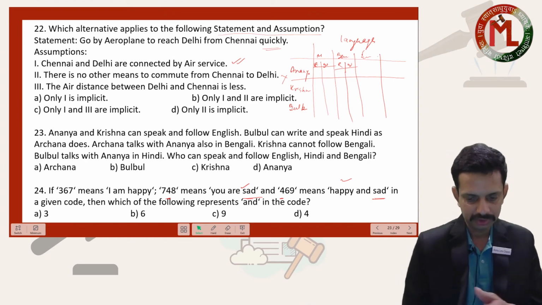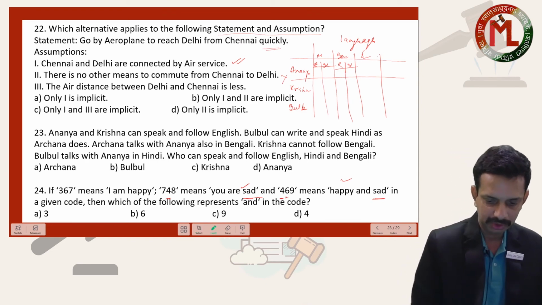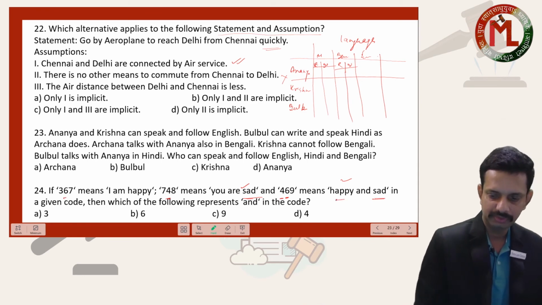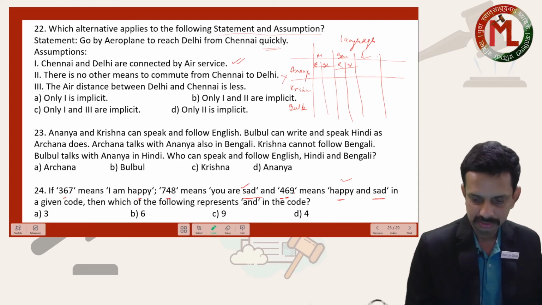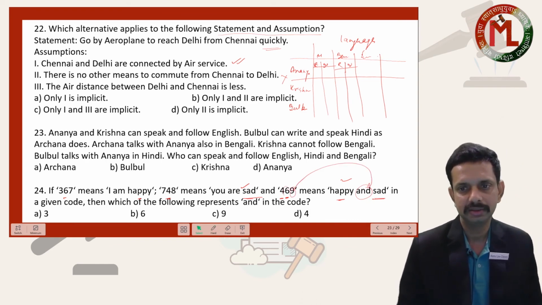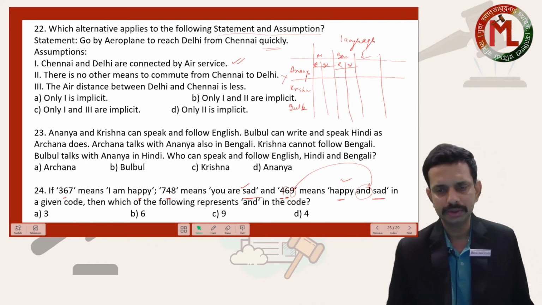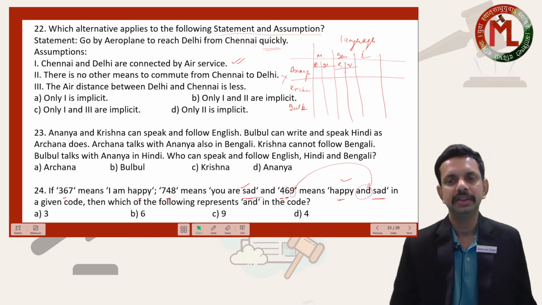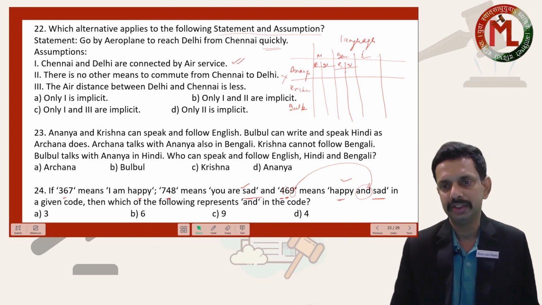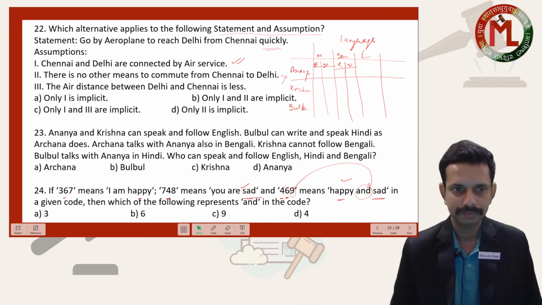Now in the first and third the common number is 6 and the common word is happy. So 6 is for happy. Now in the third statement, the word left is and, the code left is 9. So the code for and is 9. So to solve these questions, you can make comparisons, you can identify the common words, and then you can identify the common codes. On the basis of that only you can answer the questions, right?